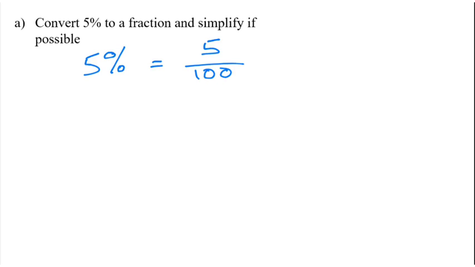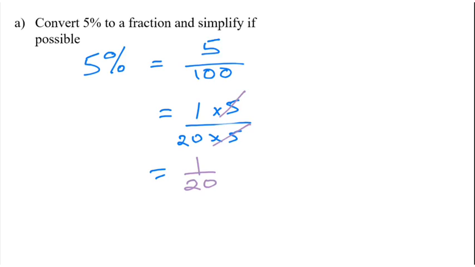Now we've been asked to simplify that, so I need to think, right, 5 is the same as 1 times 5, and 100 is the same as 20 times 5. So now I can cancel out the multiplying by 5 on the top and bottom, and I'm left with 1 over 20 as my answer.